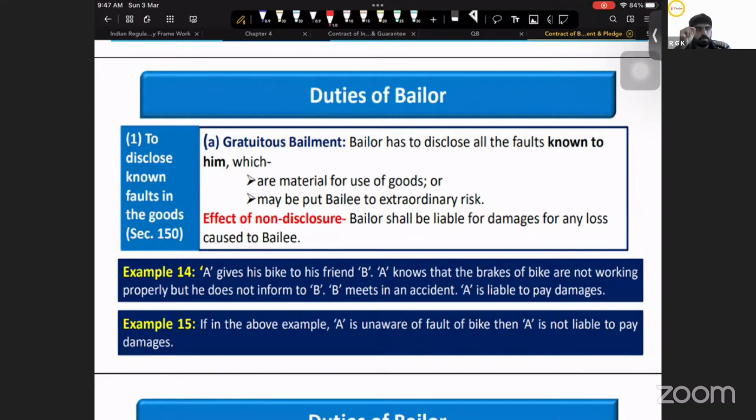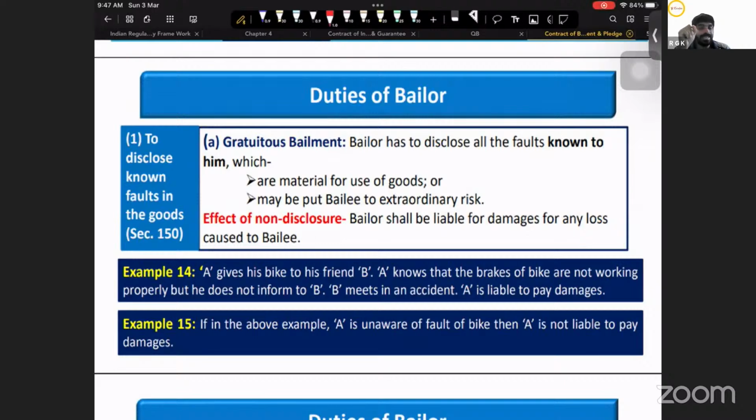Gratuitous bailment means bailer is not going to receive any consideration. Bailer or bailee, either parties are not going to receive any consideration. It will be for the exclusive benefit of one party. No consideration is involved. Such a bailment is called as gratuitous bailment.